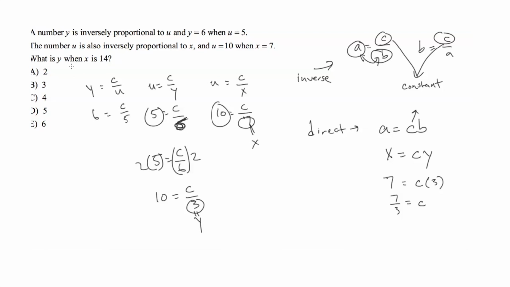The final question is asking what is y when x is equal to 14. So again, we have x is equal to c times y. In this case, x is equal to 14. We found a value for c, which is 7 over 3, and we need to solve for y. So we need to multiply both sides times 3/7. We can cancel some stuff out to make it easier, and we get y is equal to 6. So the final answer would be E.